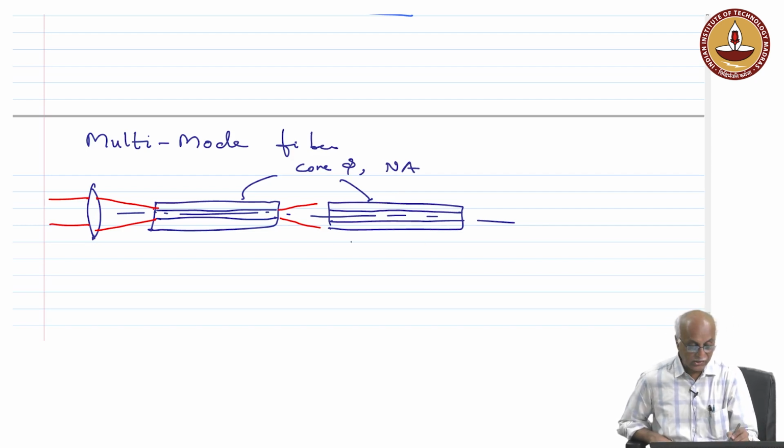what we will see is that the light over here, let's say the core diameter is, let's say, a, or core radius is a.